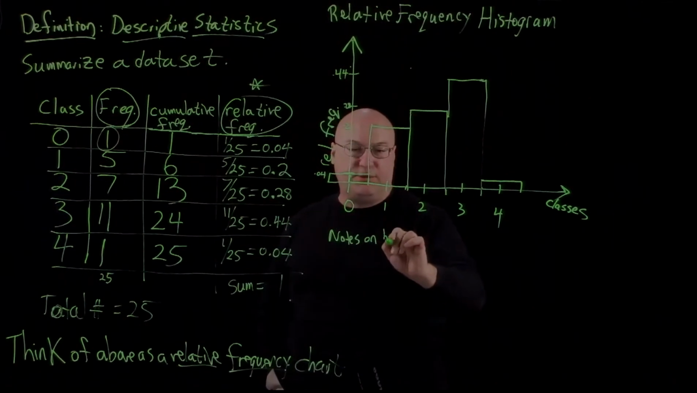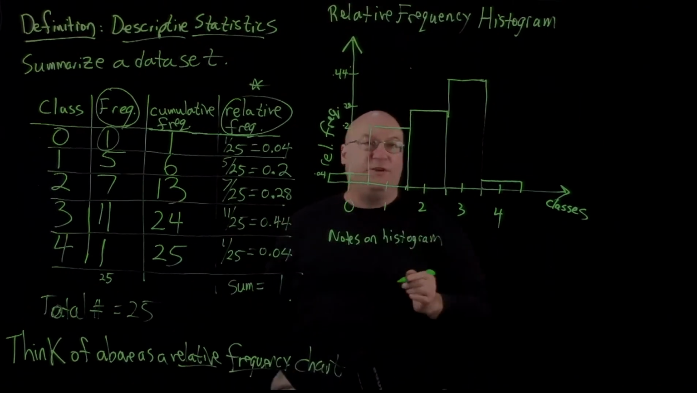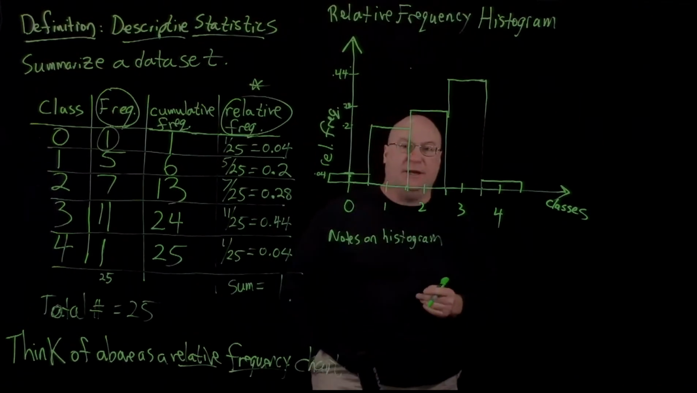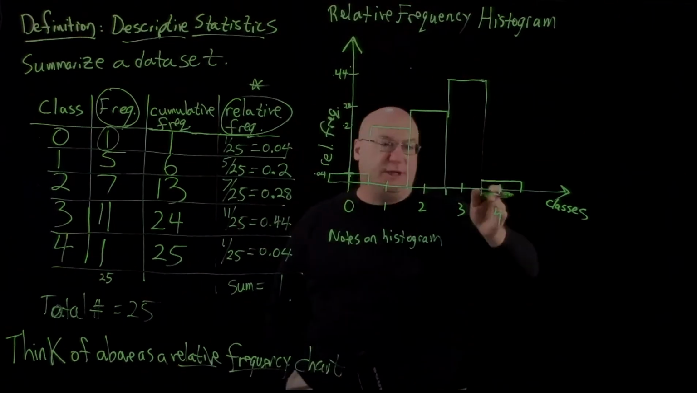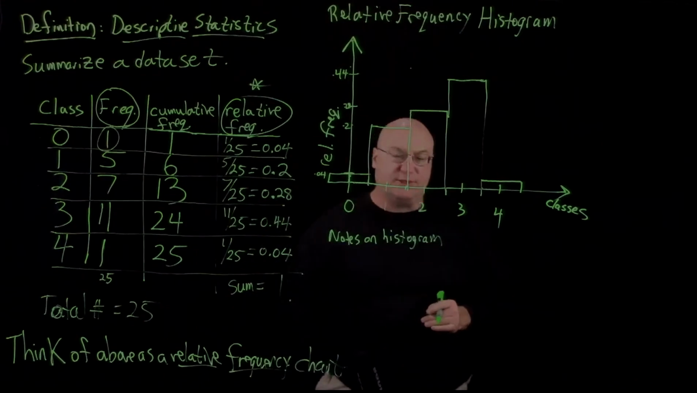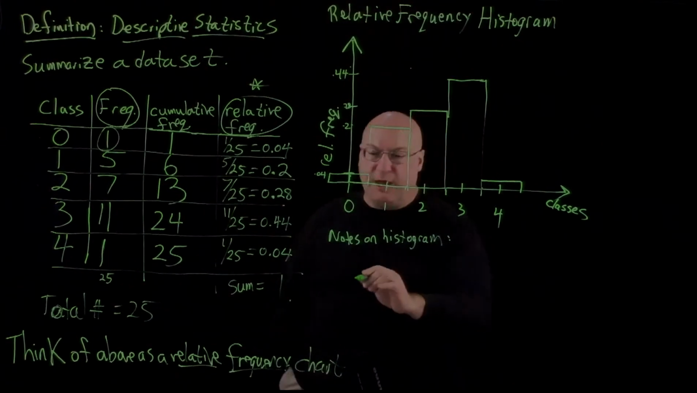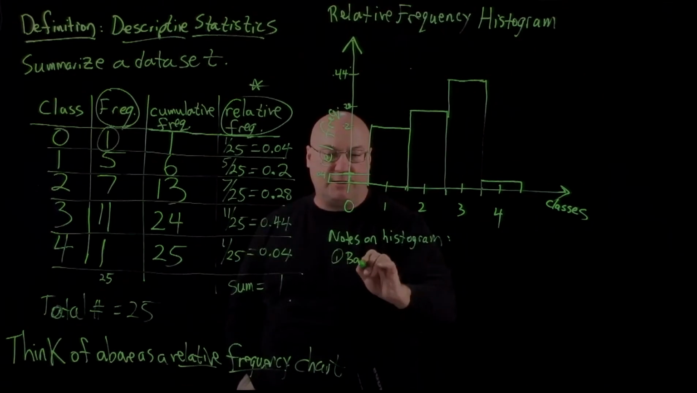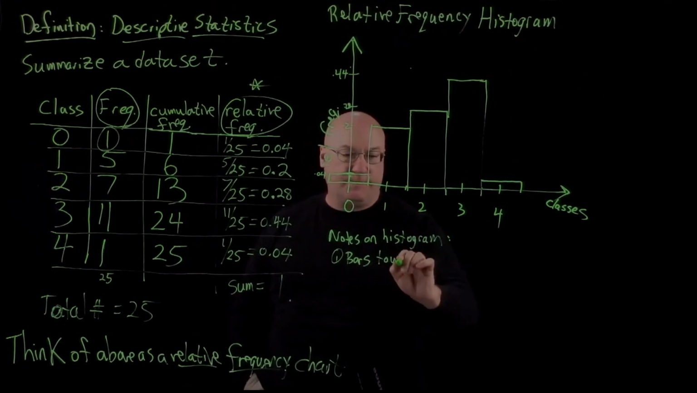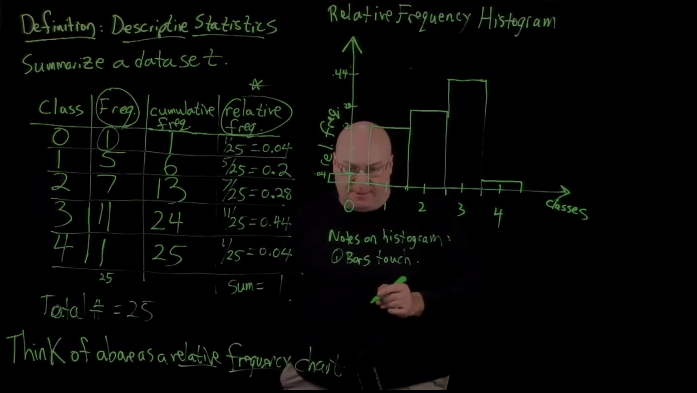Okay, so as far as the histogram, notice how we do get maybe a little bit more of an easy to comprehend visual image of the data. Right, it goes up, up, up, and then drops off, right? And 3 is the one that's biggest, as we saw before. The notes on this histogram, I want to point out 2 things. The bars touch. You always want the bars to touch. You don't want spaces between them.